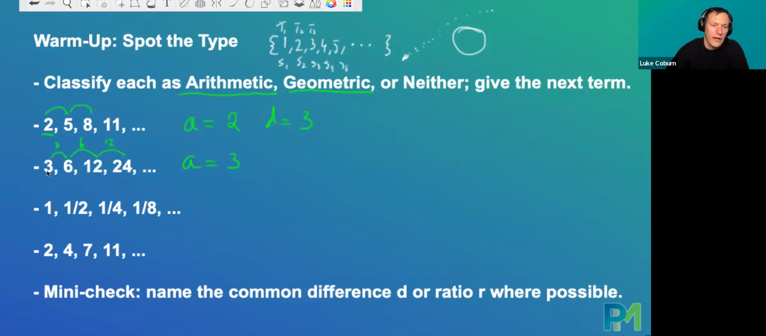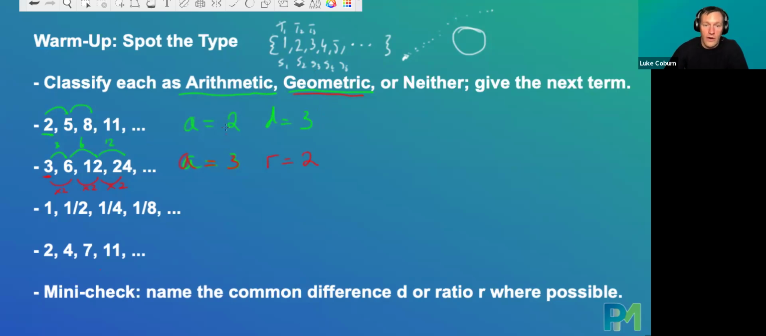So let's have a look here. To start at 3 and to get to 6, we'd have to multiply by 2. Here we'd have to multiply 6 by 2 to get 12. So this is actually a geometric sequence. Let's underline that one. This is a geometric sequence with A equal to 3 and R equal to 2.